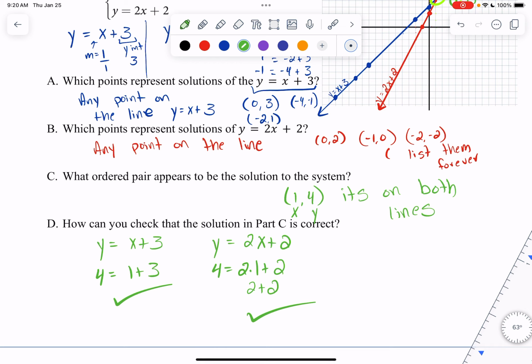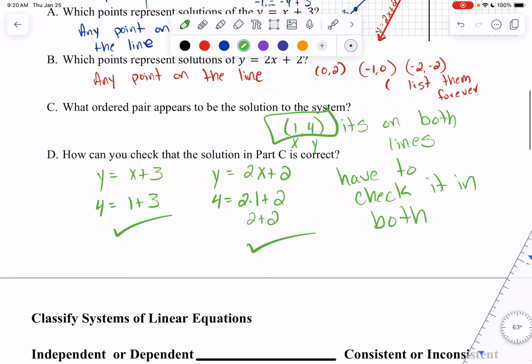So the point 1, 4. What I love about these problems is you can check your work to make sure that the point does in fact work. Whatever point you get, put it in both equations, but you have to check it in both. We're primarily going to stick with 2 equations, but you could have 3 equations, 4 equations. There are systems with 5 equations, and you have to check that point in all of them.